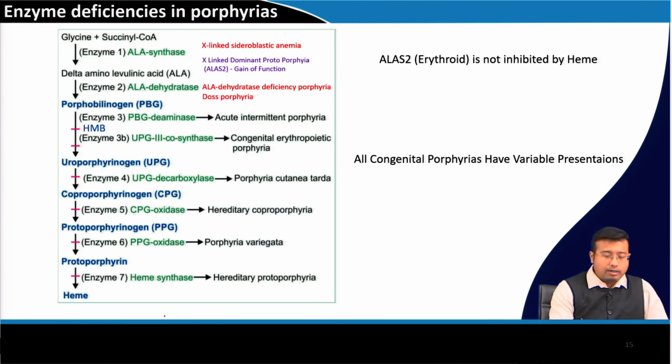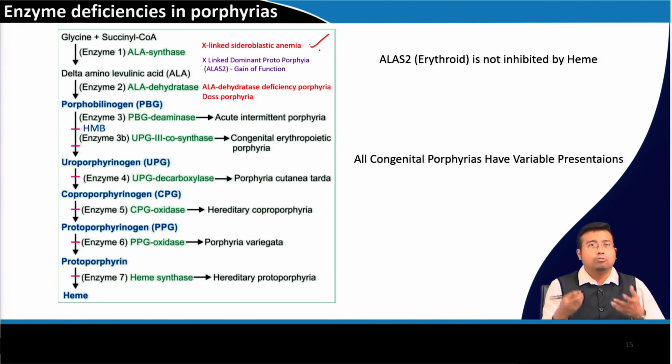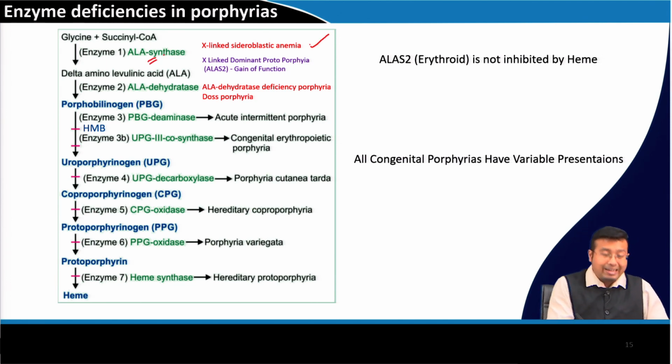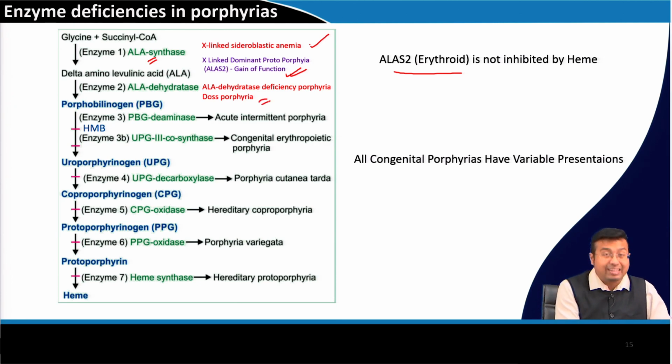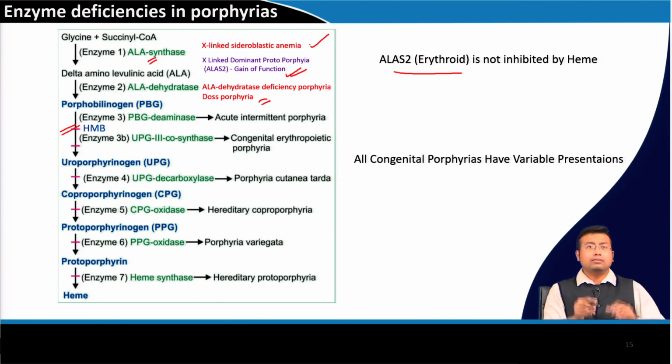So, we already discussed the reason for X-linked sideroblastic anemia, that is deficiency. Gain of mutation in ALA synthase 2 leads to protoporphyria, which is X-linked dominant, right. This is very rare, and this we have discussed before hydroxymethylbilane. Okay.